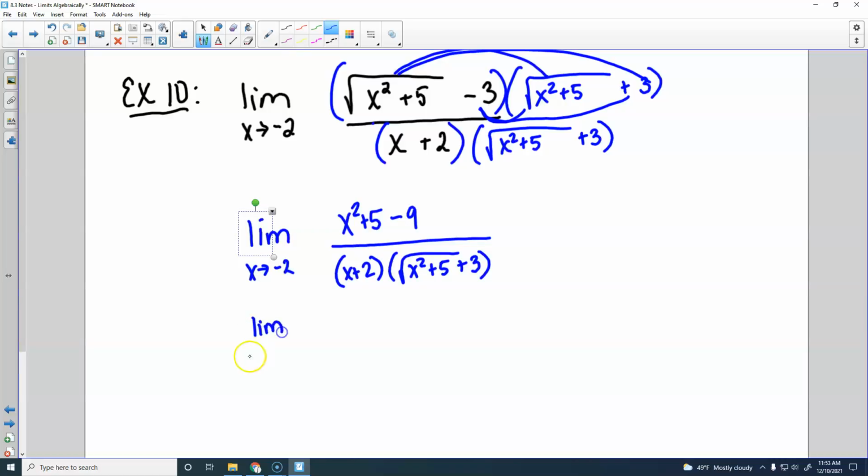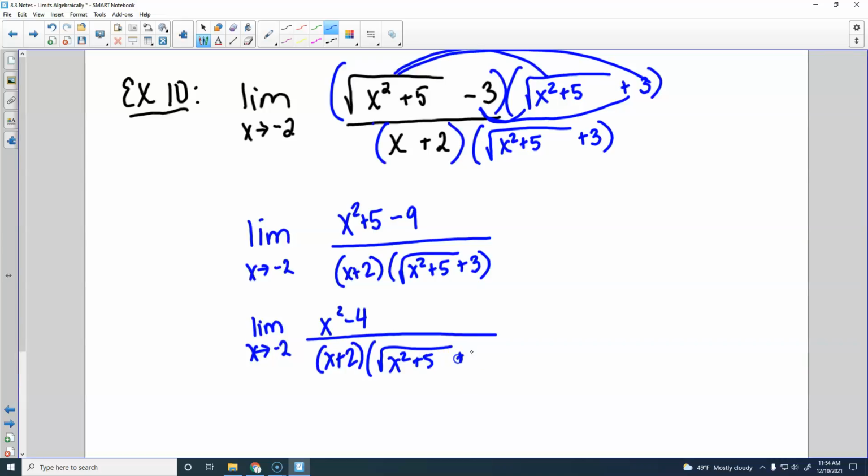Except for, this one's harder than the last one, because I've got x squared minus 4 over x plus 2 times the square root of x squared plus 5 plus 3. Does anything cancel? Not like it is right now. But, Paul, what could we do? So, as it is right now, I cannot cancel any of these x's or 4's with anything down here because they don't match exactly.